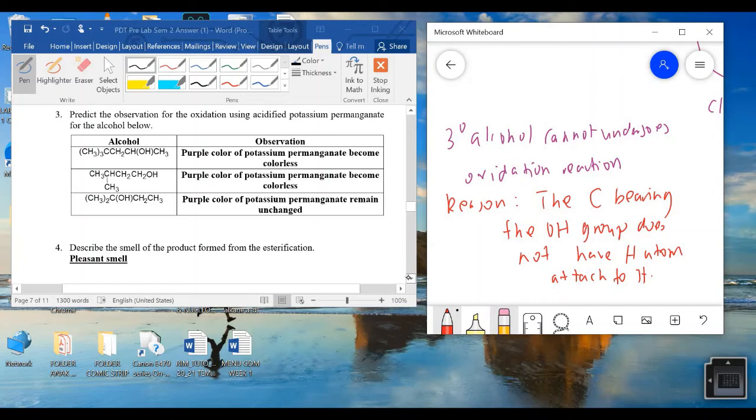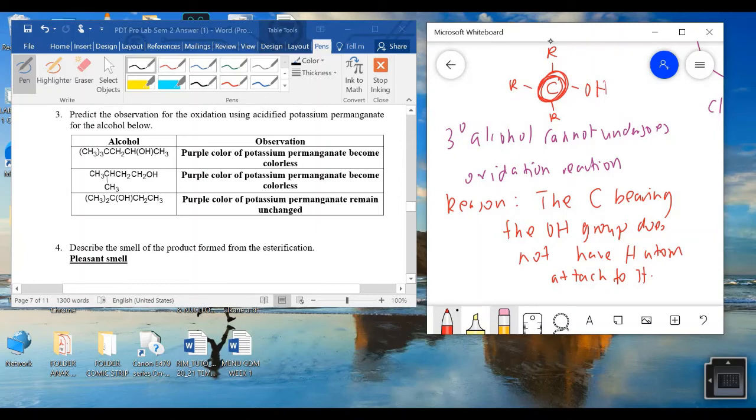You kena faham, kalau you nak buat oxidation, mesti ada at least one hydrogen atom attached kepada karbon yang pegang OH group. Tapi dalam tertiary alkohol, kalau kita tengok, dia ada R group, R group, R group dan OH. Tak ada langsung hydrogen yang attached pada this carbon. Yang ada semuanya adalah R group sahaja. That's why tertiary alcohol cannot undergo oxidation reaction.